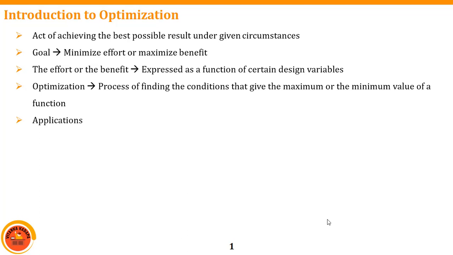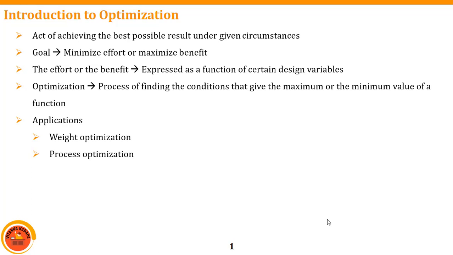And what are the applications? Optimization is used in almost every field; no field is left out. Some of these I will explain in terms of categories. In the case of aircraft, we talk about weight optimization because it is flying in the sky, so it should have less weight. Whatever material they are using, that material's weight should be as low as possible.